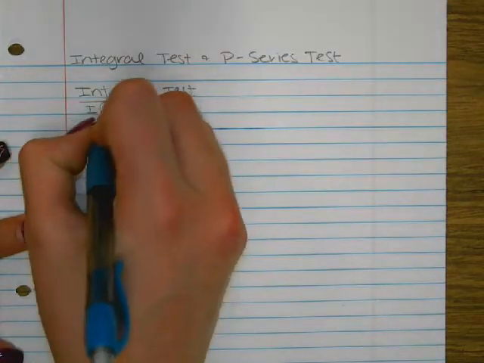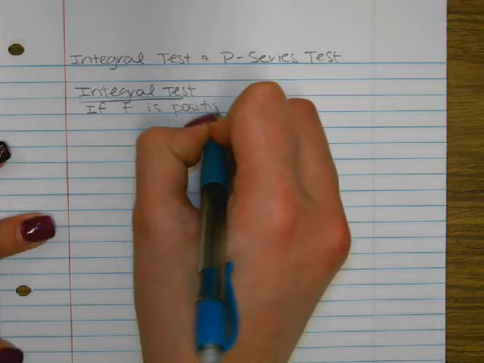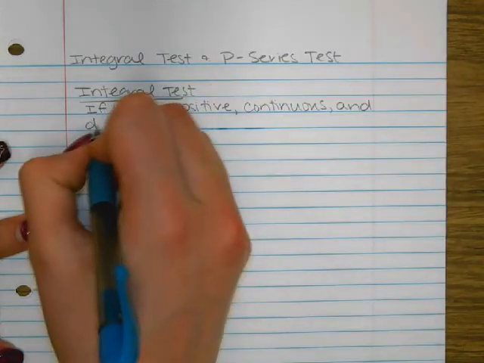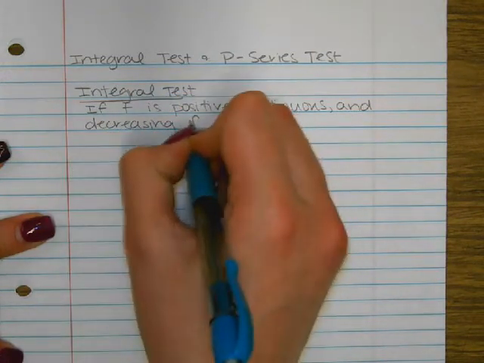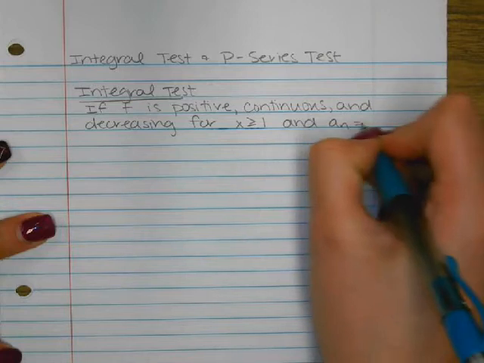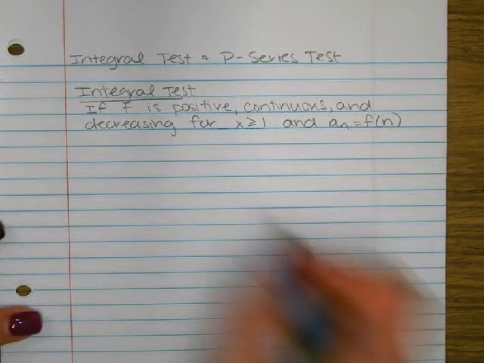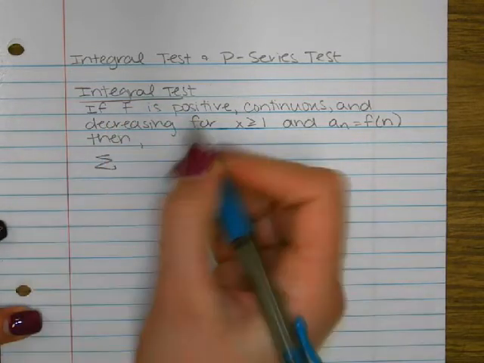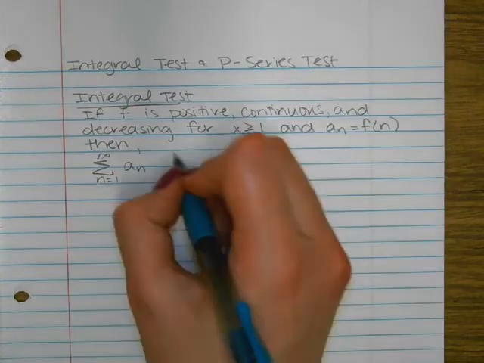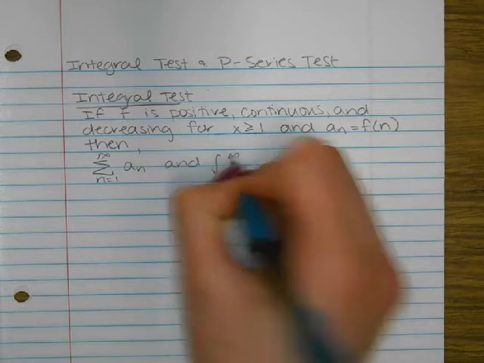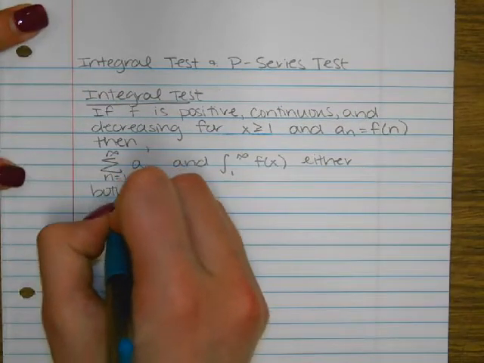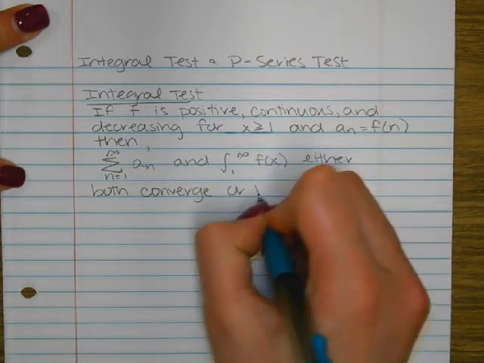So if f is positive, continuous, and decreasing for x greater than or equal to 1, and a sub n equals f of n, then the summation from 1 to infinity of a sub n and the integral from 1 to infinity of f of x either both converge or both diverge.